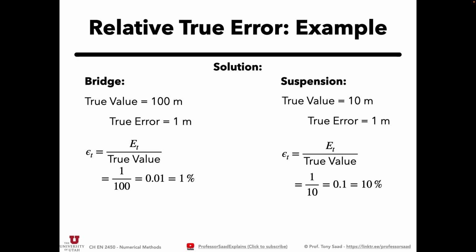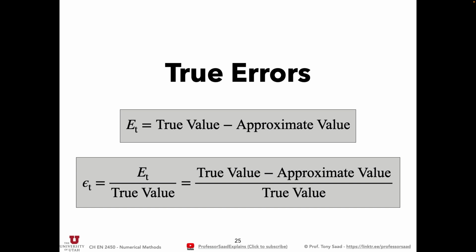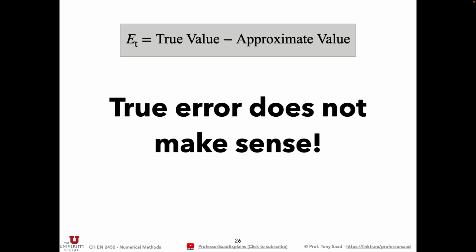All right, good. So that's true errors. True error and relative true error, you can put absolute values on them. And this one you report as a fraction or as a percentage. Now, everything we did so far actually doesn't make sense, because true error does not make sense. Sorry about that. So why does true error not make sense?